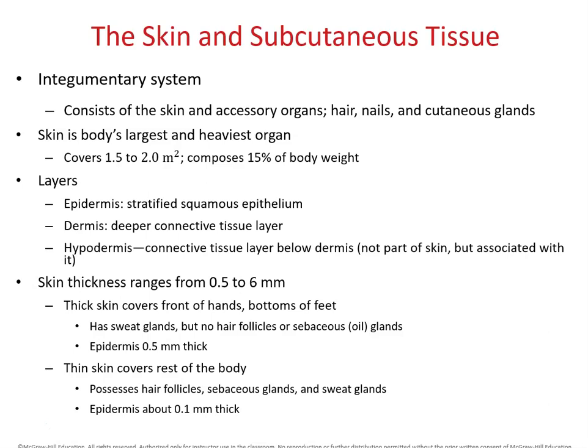The thick skin has sweat glands, but generally doesn't have any hair follicles. The thin skin does have hair follicles and sweat glands. It's interesting here that the thing that accounts for the differences in thickness is the thickness of the epidermis. So the epidermis is thicker in thick skin as opposed to thin skin.